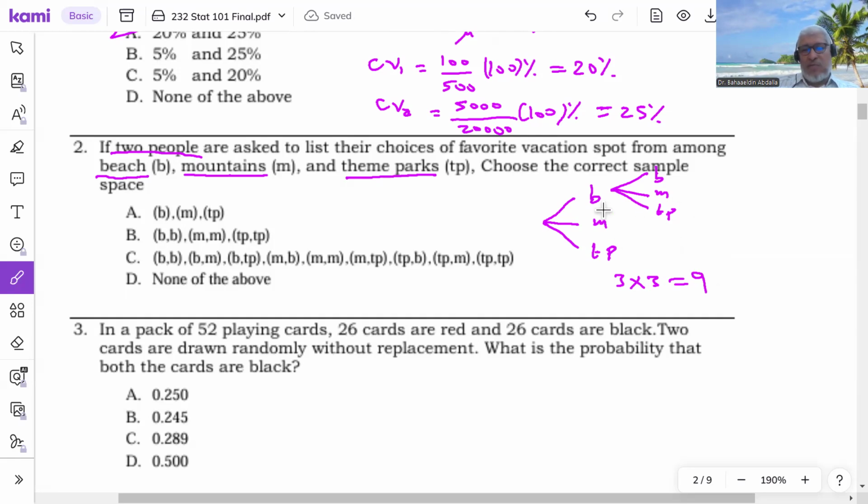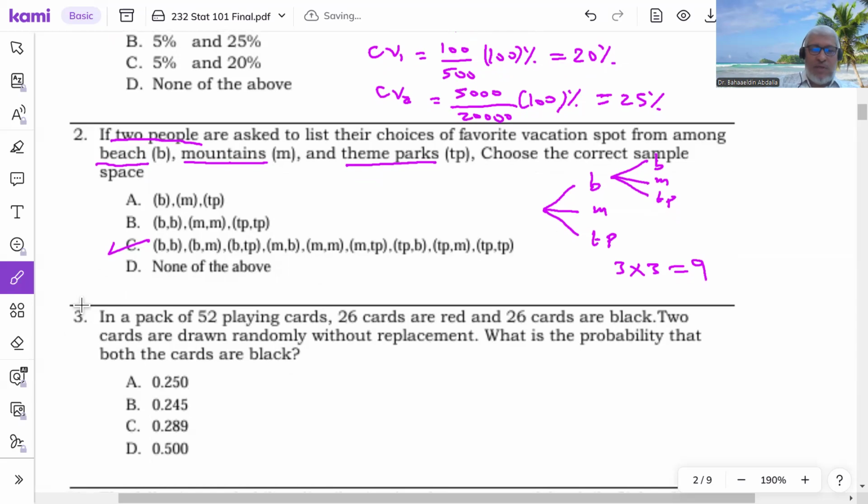This is similar to tossing 2 coins, 2 by 2, or rolling 2 dice, 6 by 6, but this is 3 by 3. So we can write the sample space as BB, BM, BTP, or MB, MM, MTP. So it's clear that the answer is part C.